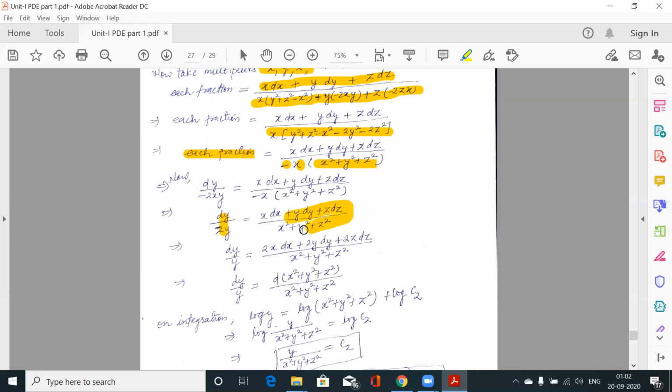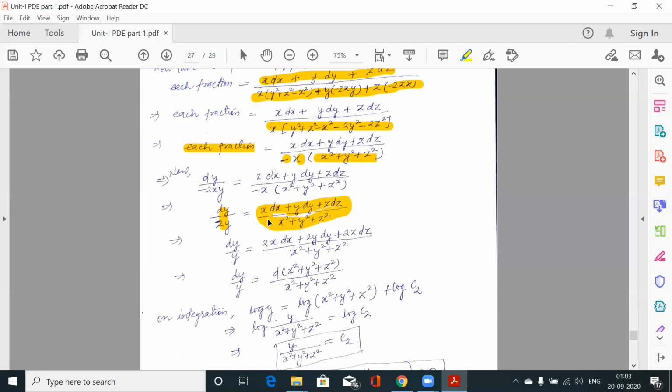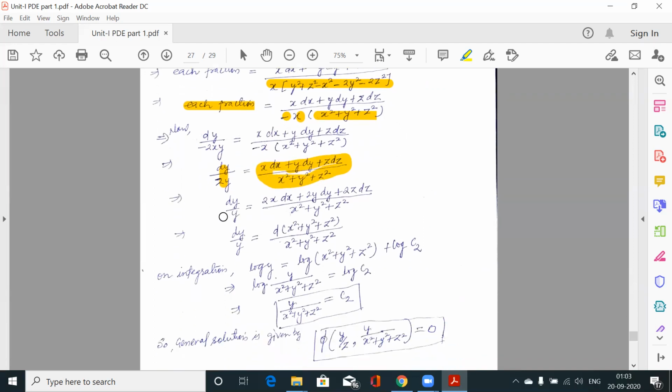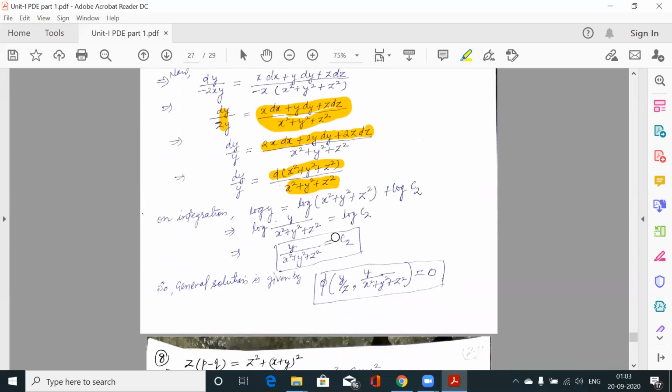x dx plus y dy plus z dz over x square plus y square plus z square. So this 2 we have multiplied here. So this is 2x dx, 2y dy, 2z dz over x square plus y square plus z square. And this 2x dx plus 2y dy plus 2z dz is the exact differential of x square plus y square plus z square. So this is the exact differentiation of x square plus y square plus z square, over x square plus y square plus z square. So now we can integrate it directly.